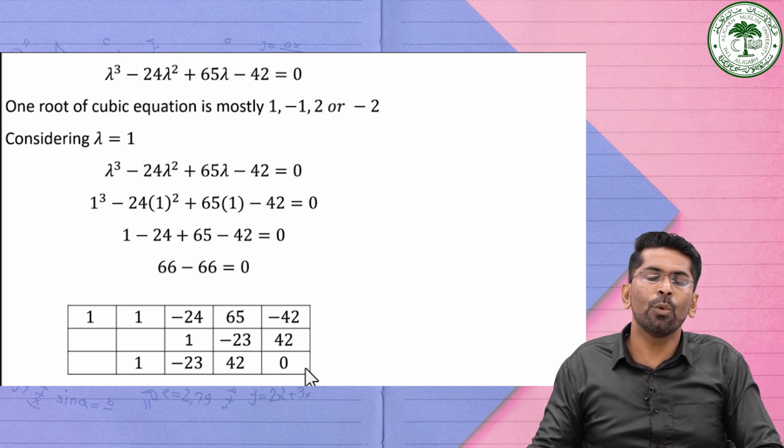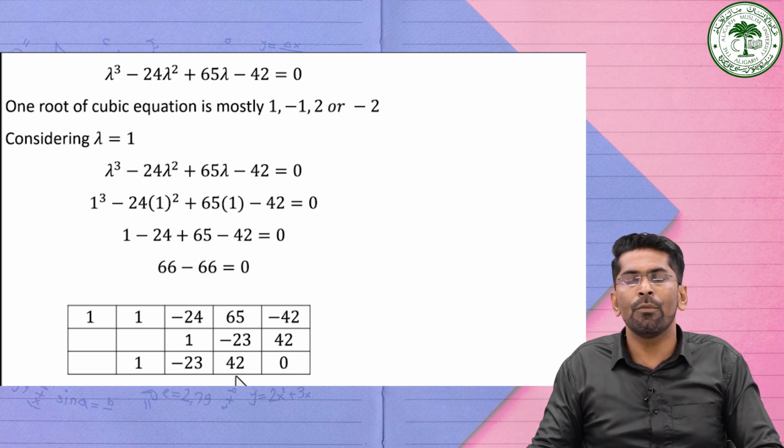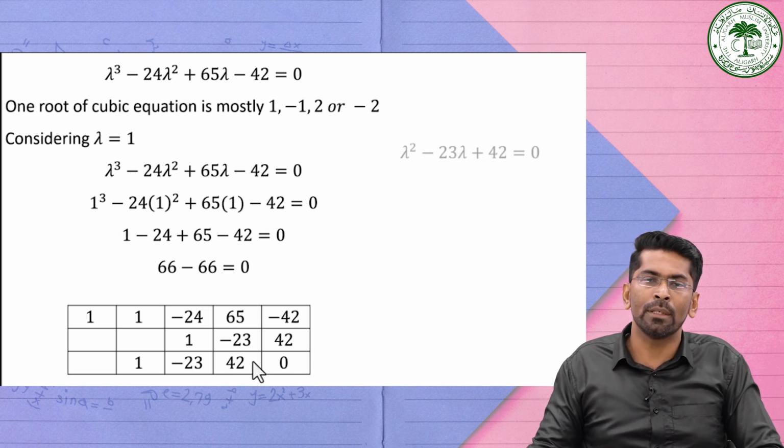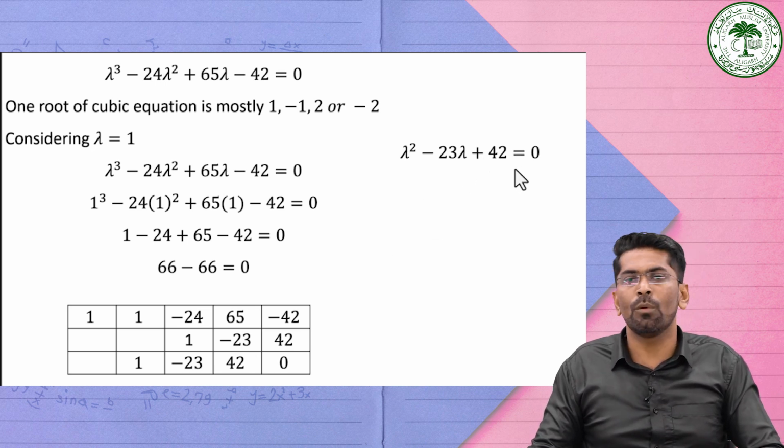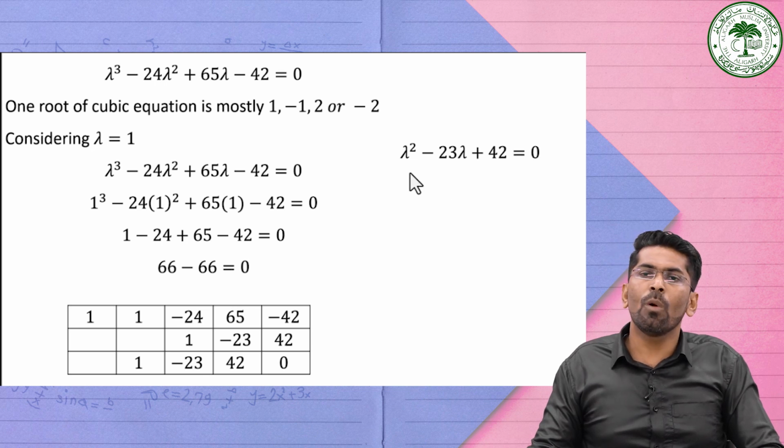So what is it actually showing? One root of the cubic equation is equal to 1. Then the remaining values given here, that is 1, minus 23 and 42, are the coefficients of the quadratic equation. We are going to frame the quadratic equation by taking these coefficients. So it is lambda square minus 23 lambda plus 42 is equal to 0. So we have a quadratic equation here.